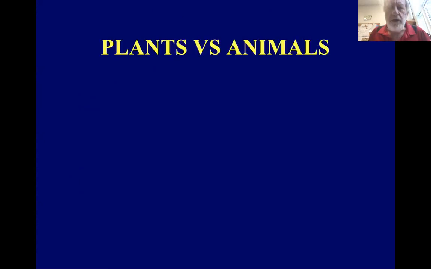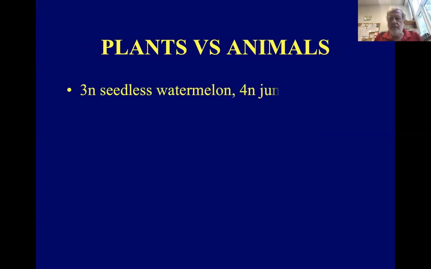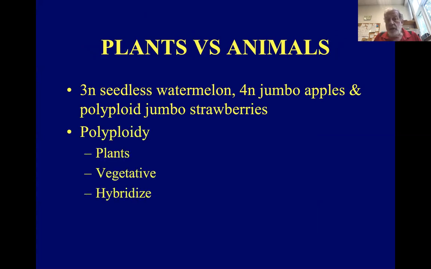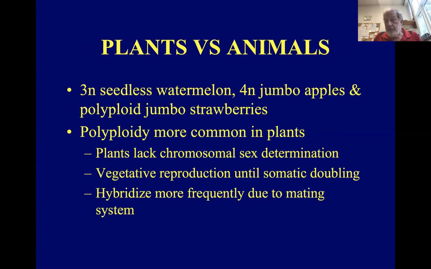So polyploidy is much more common in plants than in animals, and let's examine why. First of all, a lot of our fruits, triploid seedless watermelon, of course sterile, so no seeds. Jumbo apples are tetraploid. Big strawberries, I think, are octoploid. But plants don't have chromosome sex determination, so that's not messed up. They can reproduce vegetatively or asexually until somatic doubling can occur, and they hybridize more frequently because, of course, they don't choose their mates since they cannot move.